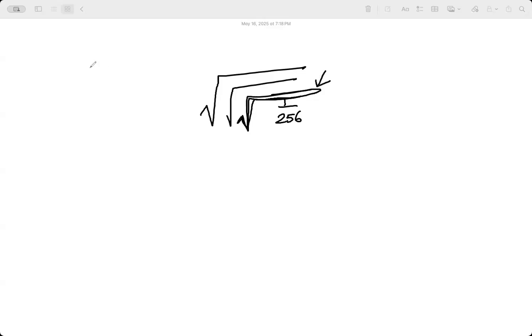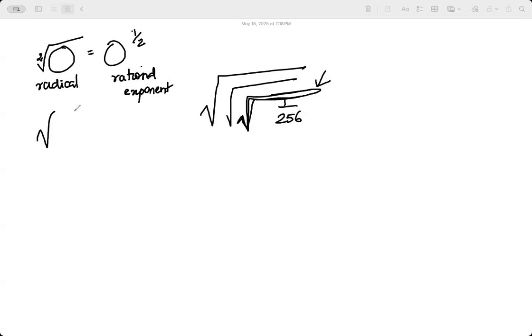These are radicals, right? A radical with nothing is a square root. Whatever is inside is your number, and that number gets the power 1 by 2. The radical gets converted to a rational exponent. Do you see it? Now the cube root will get converted to what? Cube root will get 1/3. Fourth root will get converted to power 1 by 4. You got it?